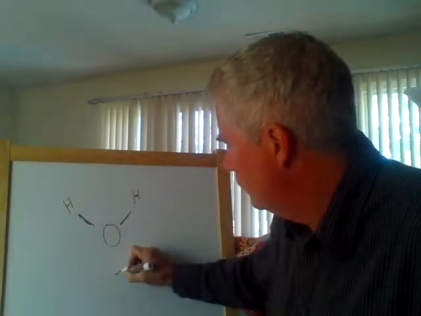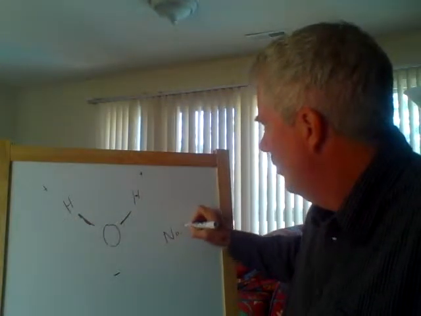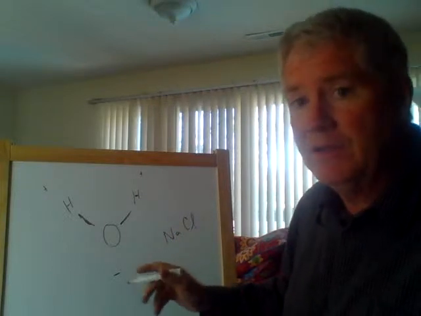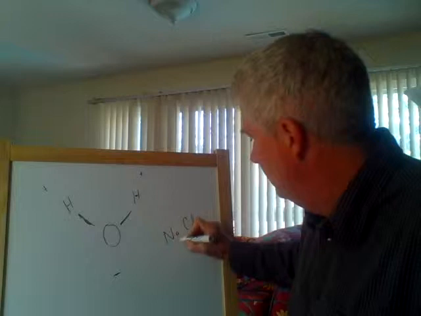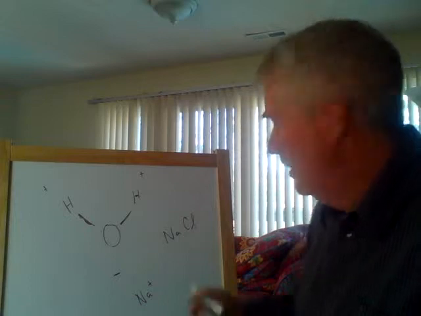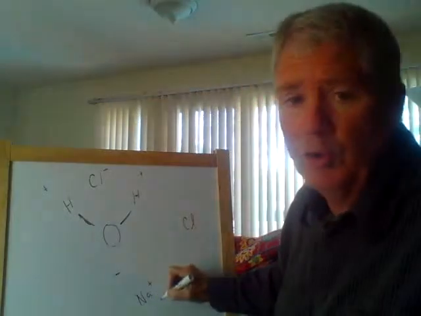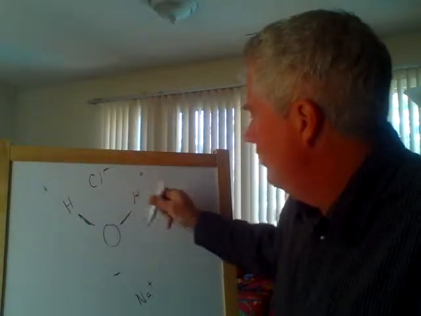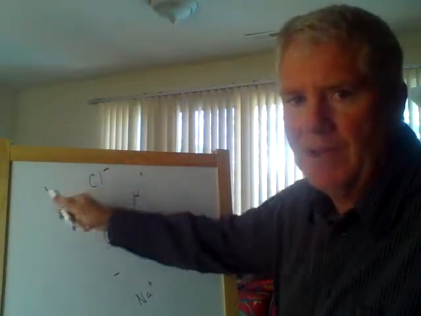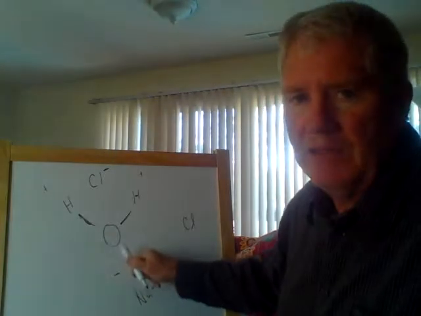If you think again, this is the negative side, and this is the positive side of the molecule. If something like sodium chloride came around, the sodium, which is positive, could easily divide into a positive side, sodium without its electron, and a chlorine side with the sodium's electron. And the chlorine would happily associate itself with the positive hydrogens, and the sodium would be happy to associate with the negative side, the oxygen.